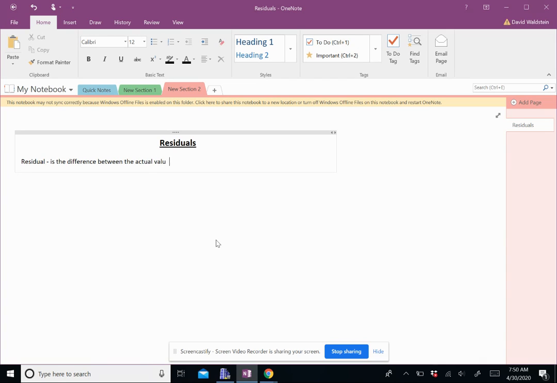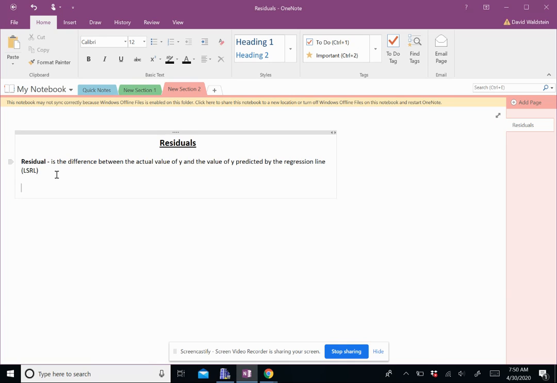between the actual value of y and the value of y that is predicted by the regression line. And usually we're going to be using the least squares regression line, which is LSRL, because that's a very long term.